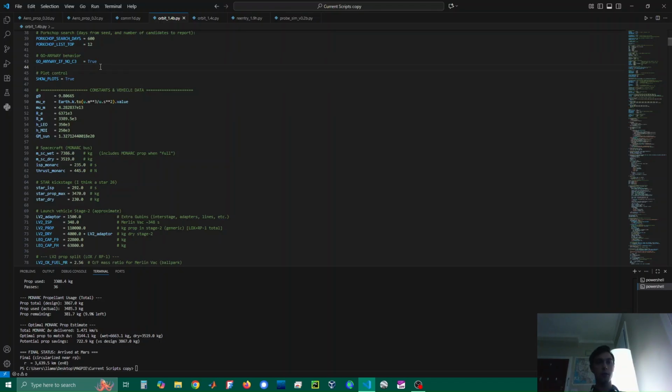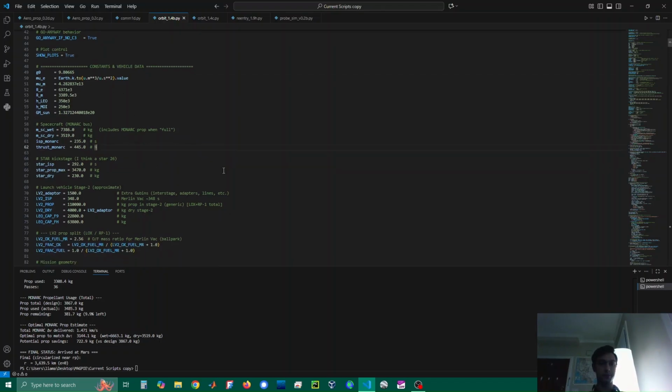Then there's the go-anywhere behavior. This is just in the calculation to output wherever the spacecraft ends. So let's say we don't have enough delta V to actually leave Earth. It'll show that we're still in low Earth orbit, or it'll tell us that we didn't actually make it to Mars. So it's pretty simple. And then plot control. If you're me and you do the iterative design, then you don't really need to see the plots most of the time. You just need the printout. But I'll keep that on there for now.